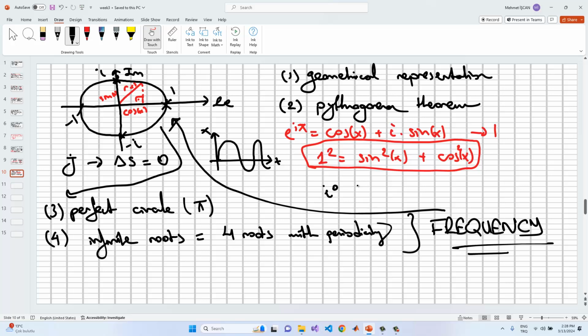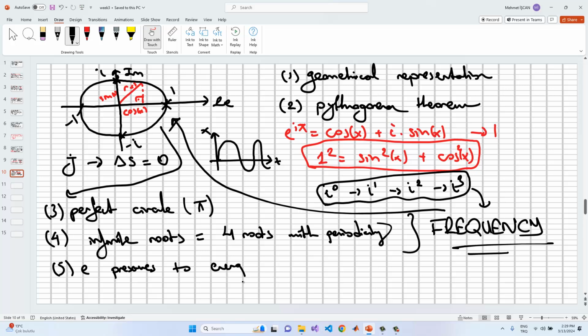e to the i, i to the 0, i to the 1, i squared, and i cubed create the what? The basis frequency. In the e domain, the reverse e preserves energy conversion. Okay? If you take the derivative, we always get what? The i to the 1, i squared, and i cubed, right? See that?